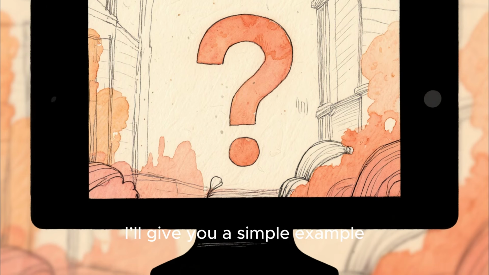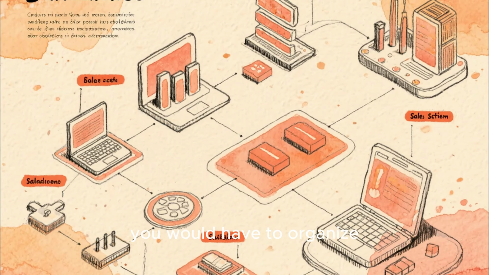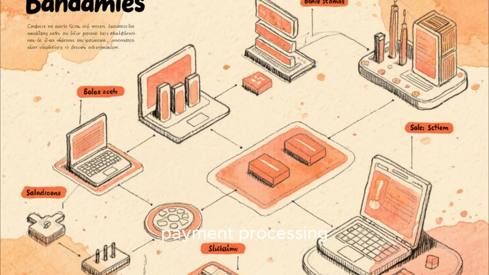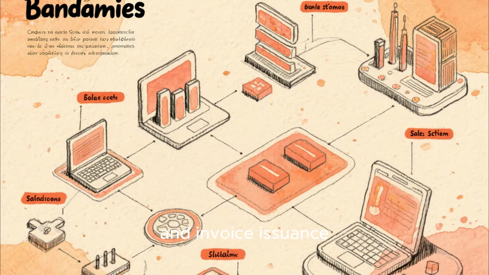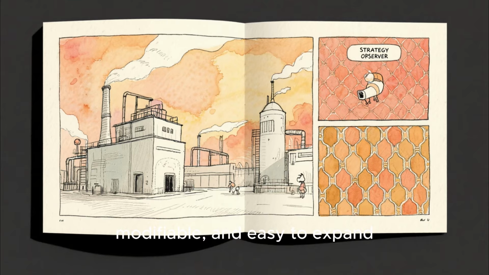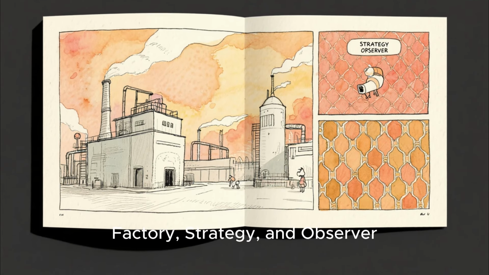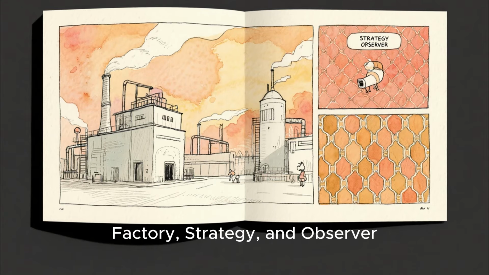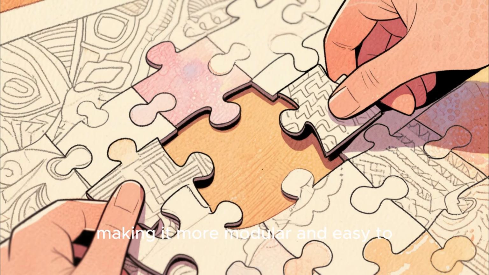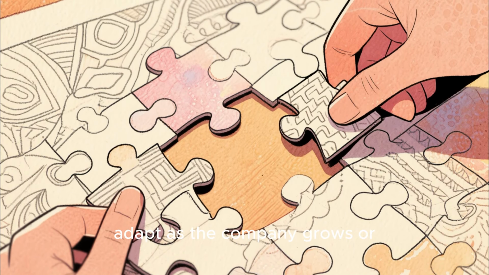I'll give you a simple example. If you were creating a sales system, you would have to organize various parts of that system, such as product registration, payment processing, and invoice, to make the system flexible, modifiable, and easy to expand. You would likely use patterns like factory, strategy, and observer. These patterns help separate the system's parts, making it more modular and easy to adapt as the company grows or changes its needs.